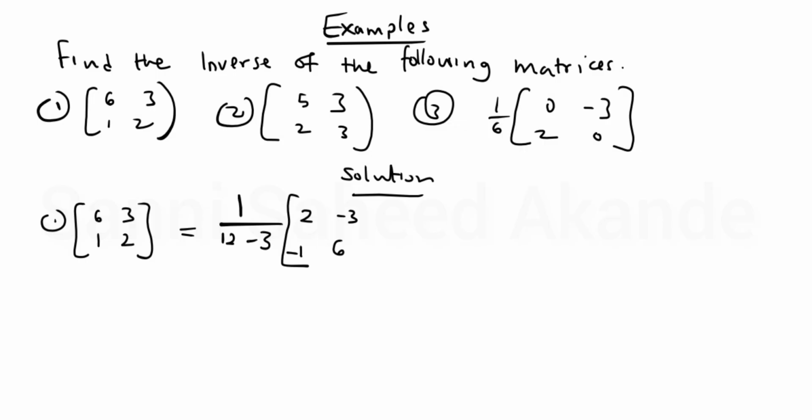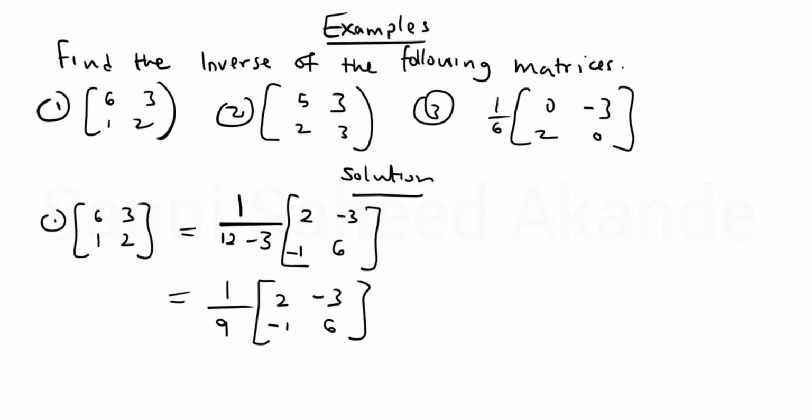As simple as that. Okay, so if you solve further, we have 1 over 12 minus 3, which will give us 9. Then 9 multiplied by 2, minus 3, minus 1 and 6. So this is our answer to this first question. So this is the inverse of the first matrix given to us.